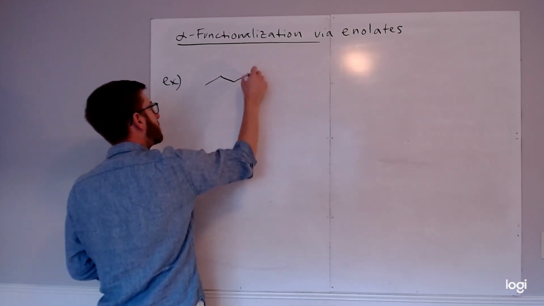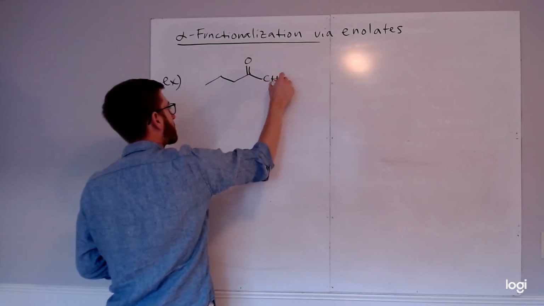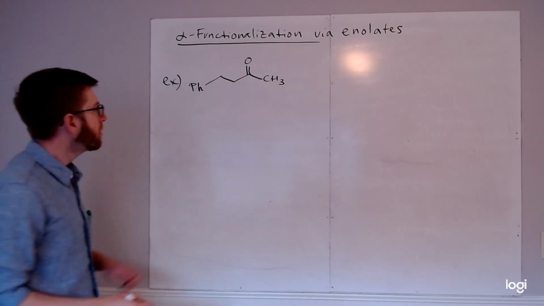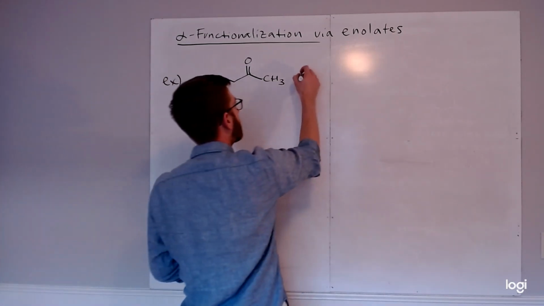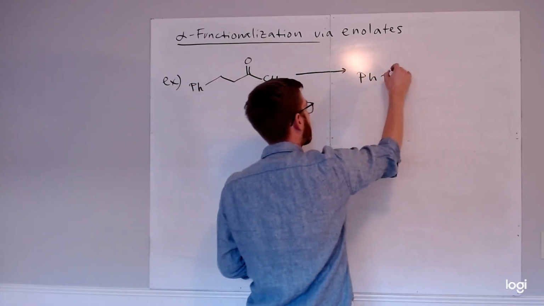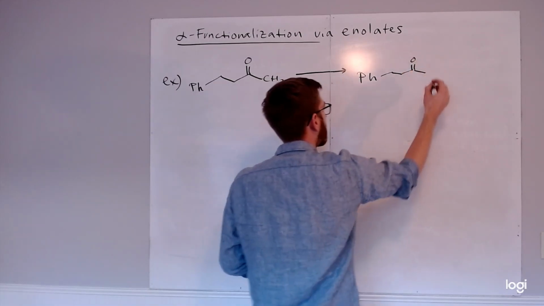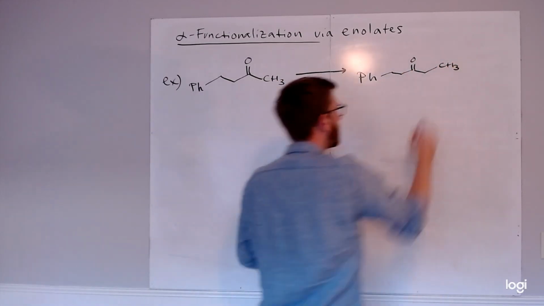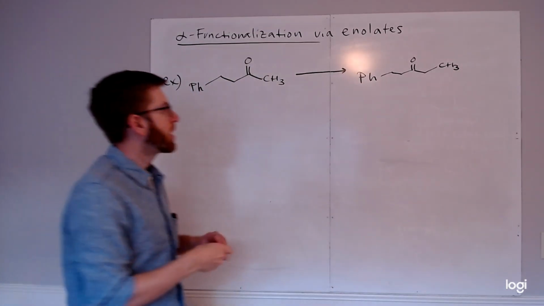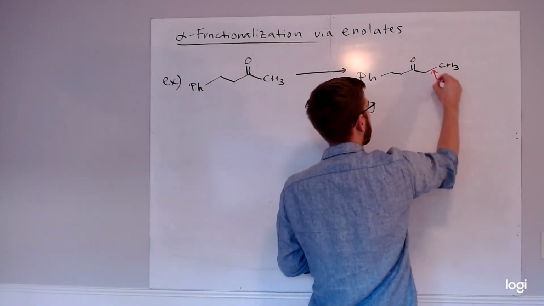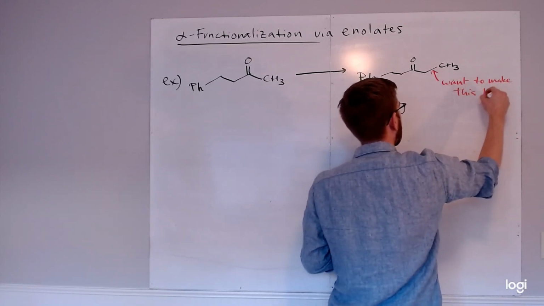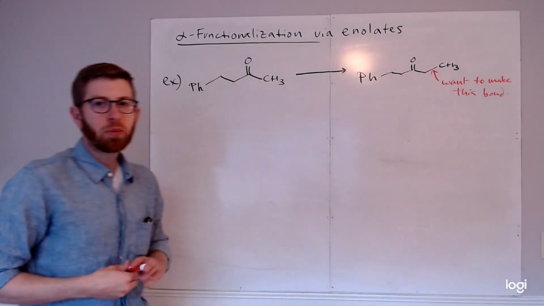So let's say we used this ketone with a phenyl group at the end. And what we want to do is make this ketone. So we're essentially trading one ketone for another, but we're elongating the chain. So my goal is to make this CC bond. And I would need to think about how I'm going to do that.